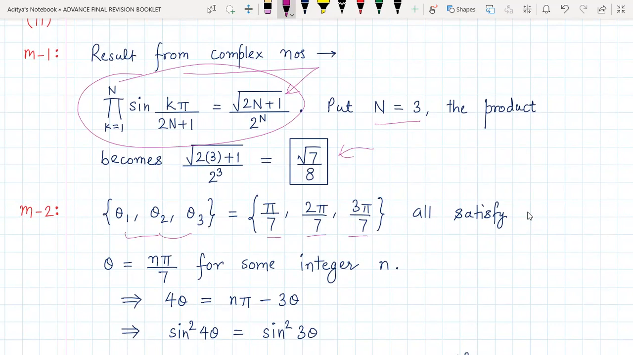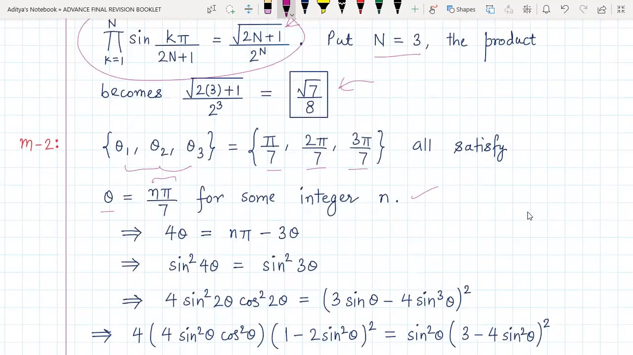They clearly satisfy theta equal to an integral multiple of pi by 7 for some integer n. So what we can now write is 7 theta equals n pi, or 4 theta equals n pi minus 3 theta. Taking sine on both sides and squaring, of course everything will become positive, and we don't have to worry about this, and it will simply give us sin²(4 theta) equals sin²(3 theta).